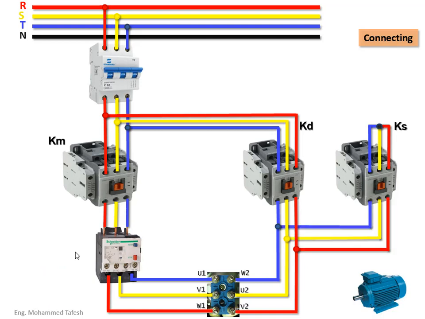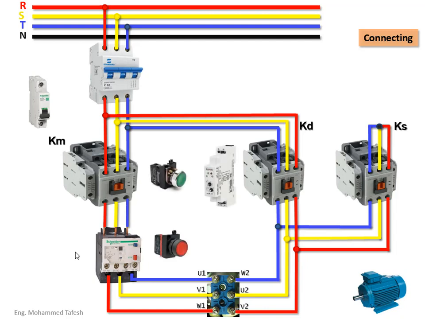Before we connect the control circuit, let's identify the elements used in this circuit. The main circuit breaker, responsible for the control circuit, the start button, the stop button, and the timer. These are the important elements that we will use in the control circuit.